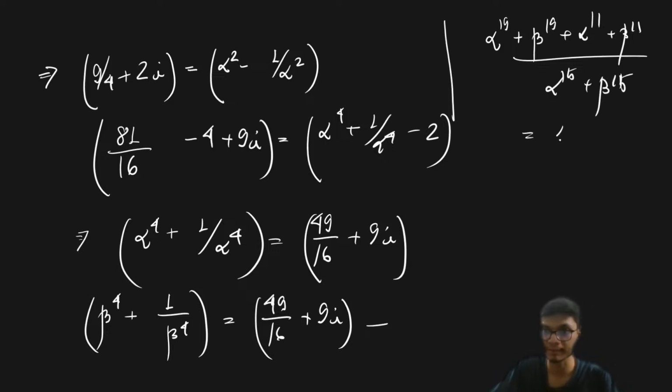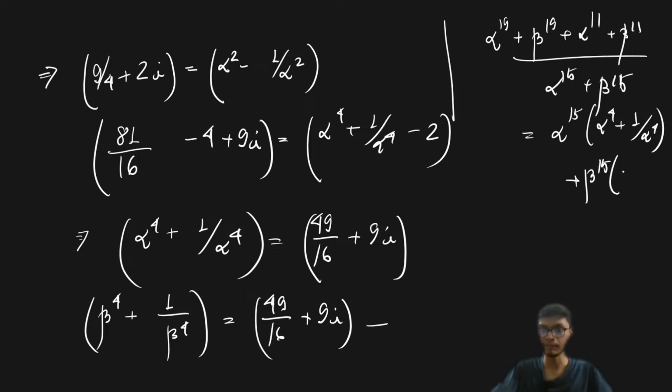So I can always take this as, if I take alpha to the power 15 common, it is going to be alpha to the power 4 plus 1 upon alpha to the power 4 plus beta to the power 15. If I take common, then it is going to be beta to the power 4 plus 1 upon beta to the power 4, and whole divided by alpha to the power 15 plus beta to the power 15.